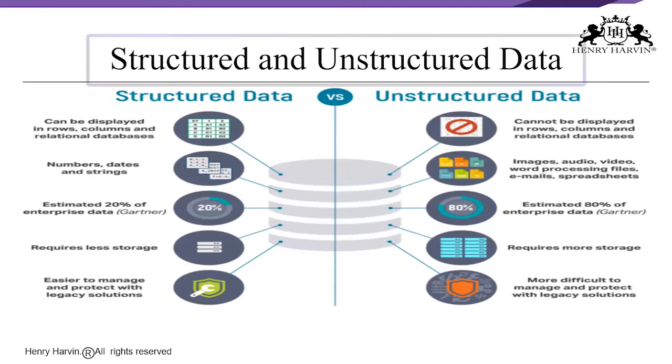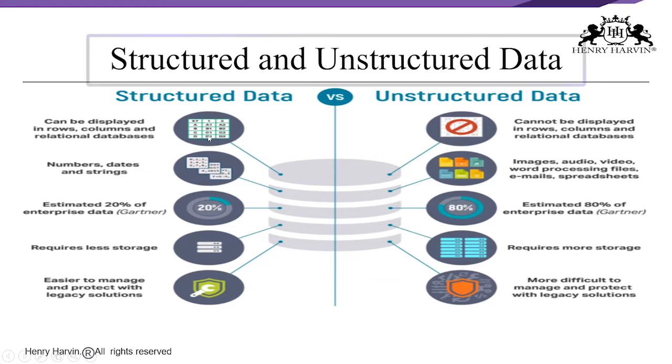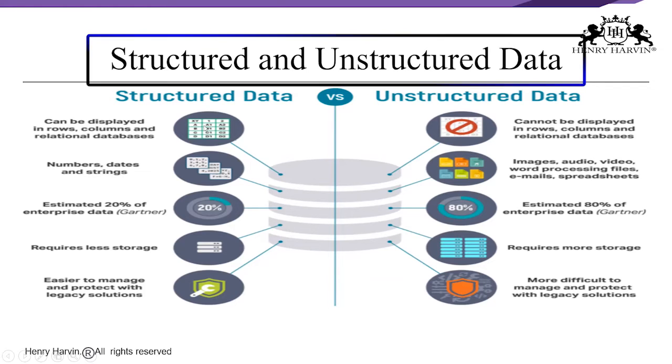If we have to understand NLP, first of all, we should know what is structured data and what is unstructured data. So let us try to understand over here. You can see the number of rows and columns over here, right? This looks like an Excel sheet. Yes, so it can be displayed in rows and columns, and it could be in relational databases, right?